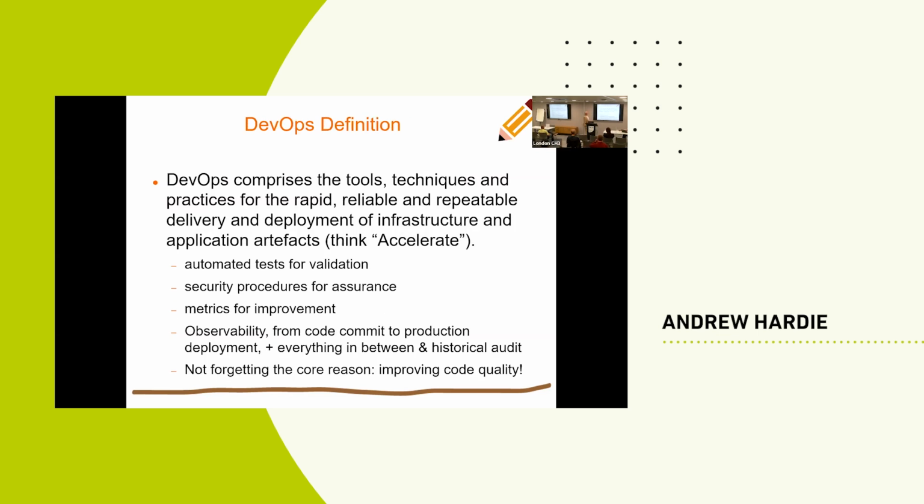Okay, so here's my definition. Tools, techniques, and practices for the rapid, reliable, and repeatable. Those are the three most important words in that sentence. You want it to be rapid. Why? Not just to get to production deployment faster, but to provide fast feedback to the developers, because the core purpose of DevOps is improving code quality by giving you fast feedback to the developers.